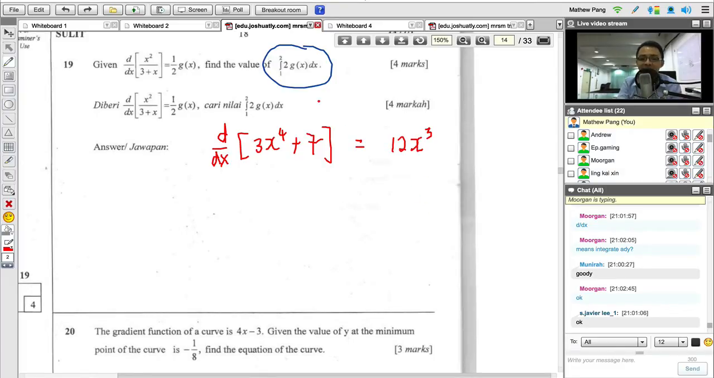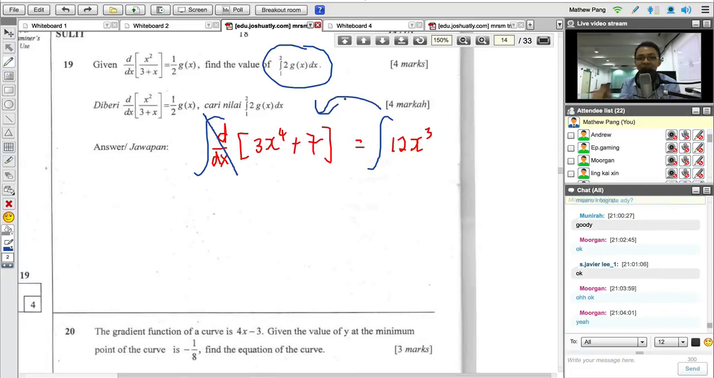Alright, then what happens if I integrate both sides? I integrate here, I integrate here. Okay, now that means integrate and d dx symbol I cut. What trying to say here is, that means if I integrate 12x power of 3, I should get back this one. If not, means I'm wrong. So I'm trying to integrate 12x power of 3. So what I will do is power plus 1. Divide by total power plus c. Alright, so this one I can simplify. So I will get 3x power of 4 plus c.